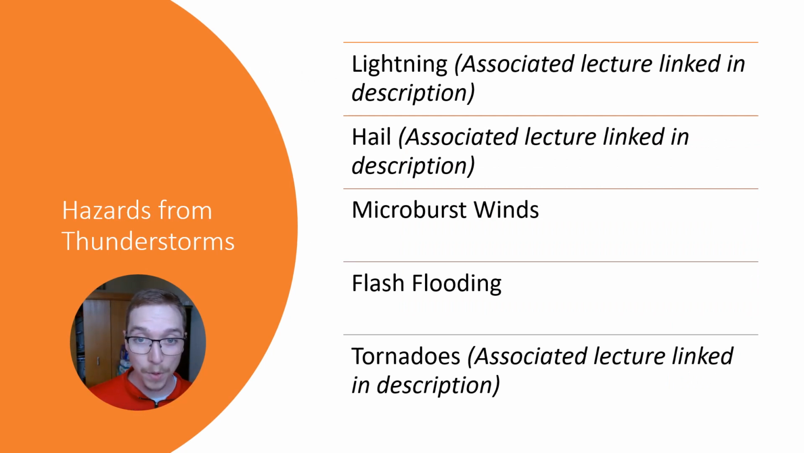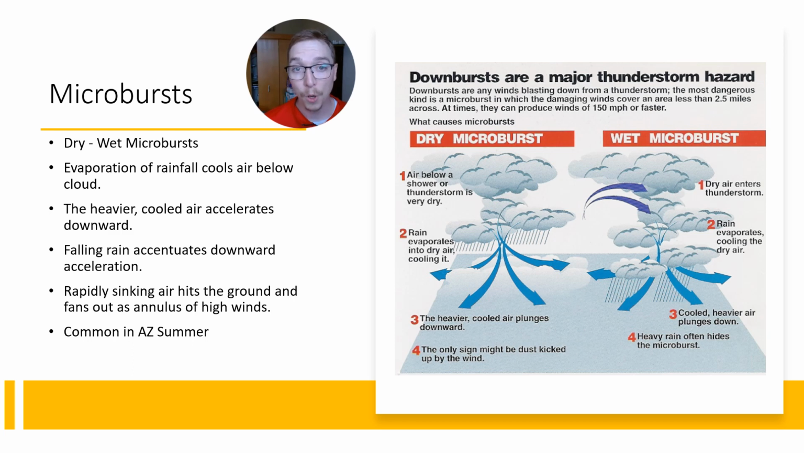Hazards associated with thunderstorms: lightning, hail, microburst winds, flash flooding, and tornadoes are among the biggest. I'm not really going to dive into lightning, hail, and tornadoes because I've touched on those in other lectures. I'll link those in the description below. But we'll start off with microbursts.